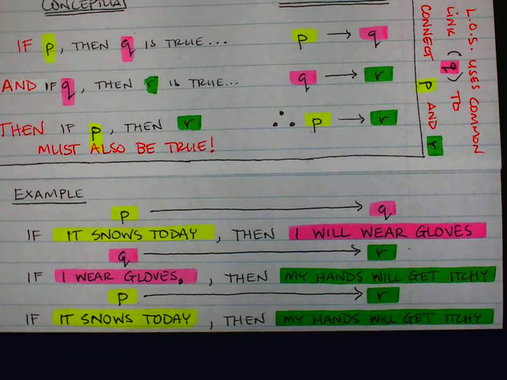So remember, the law of syllogism is a little bit different from the law of detachment. We've got Q and we've got R. We're not just dealing with P and Q anymore. Three factors that we're looking at here.